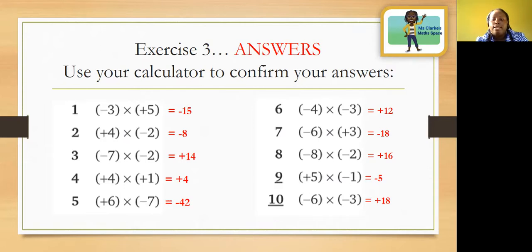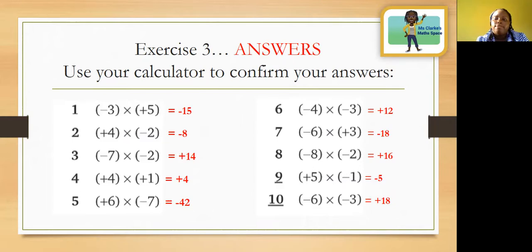Question 8. Negative 8 multiplied by negative 2. A negative multiplied by a negative is a positive. And 8 multiplied by 2 is 16. So our answer is positive 16. My apologies.